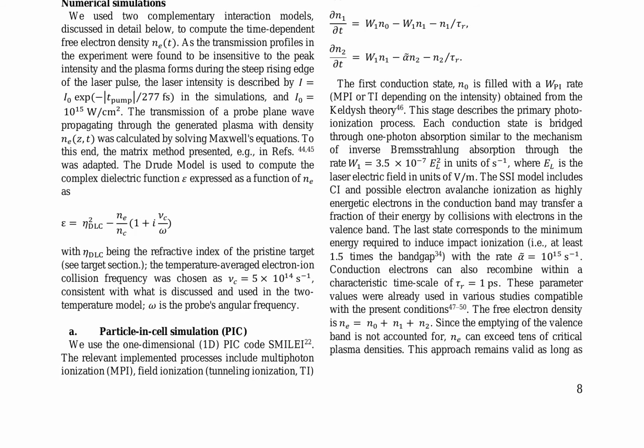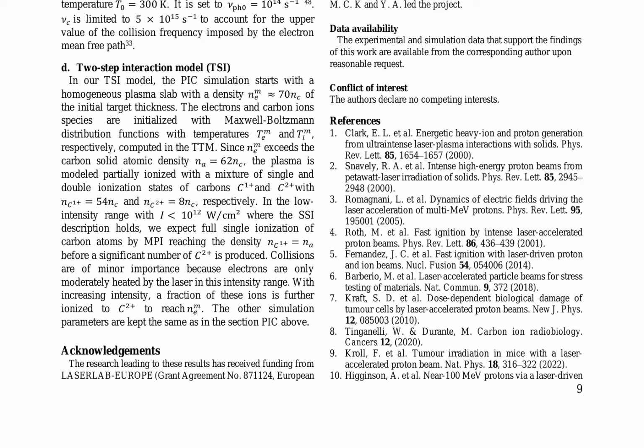solid target. In the TSI model, the PIC simulation starts with a homogeneous plasma slab with a density N_e,m approximately equal to 70 N_c of the initial target thickness. The electrons and carbon ions are initialized with Maxwell-Boltzmann distribution functions with temperatures T_e,m and T_i,m, respectively. The plasma is modeled as partially ionized with a mixture of single and double ionization states of carbon ions.